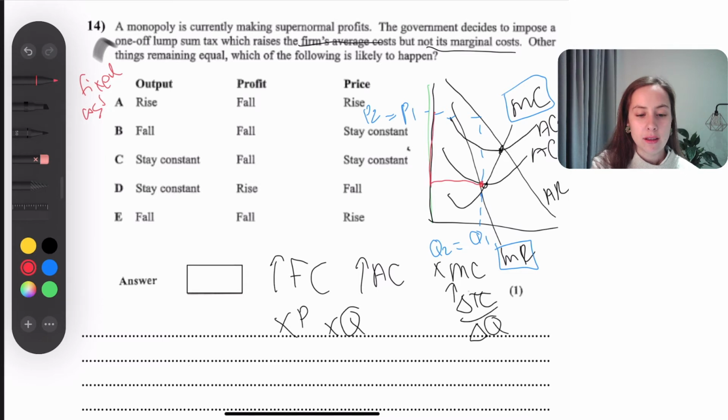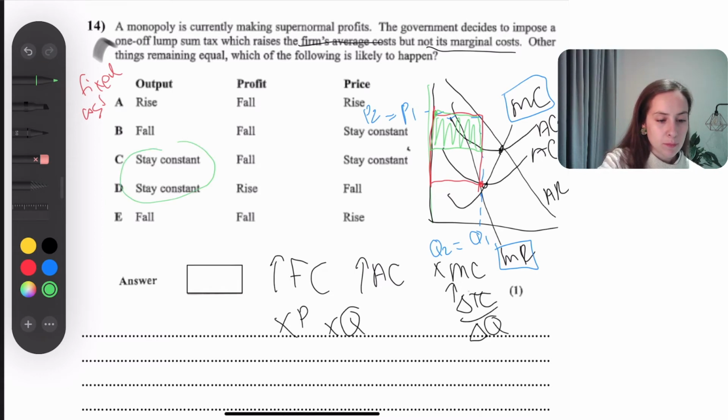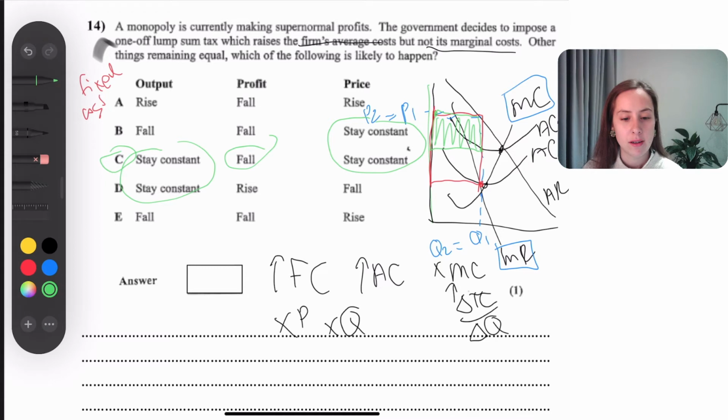So you were making this much profit margin for that many units. This was your profit originally, and now you're charging that same price, but your costs are down here. So you're making a lot smaller profit. It's just that shaded area now. So output is the same, price is the same, and your profit has fallen, giving you the answer of C. I think I've explained that. There's a bit more detail. I didn't add the diagram. The diagram really helps, but it should explain those concepts a little bit more.